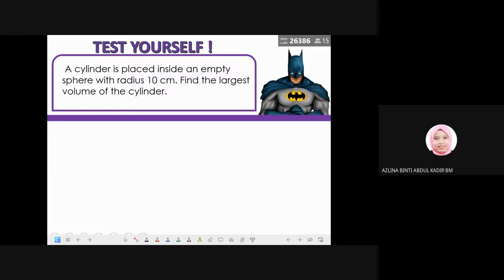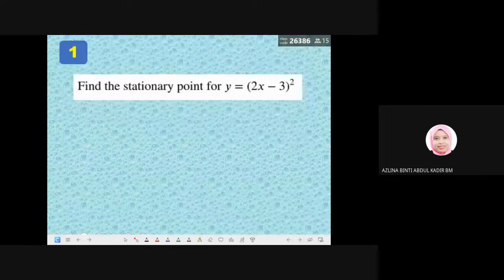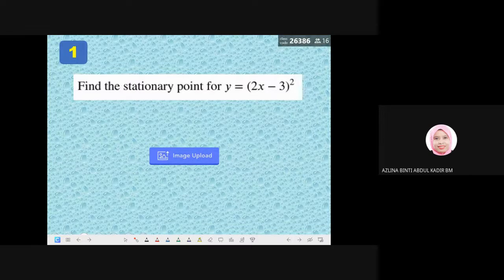Tu ada exercise, bolehlah try. Okay, question number 1. Find the stationary point for y is equals to 2x minus 3 squared. Okay, awak try solve and then snap jawapan awak tu, solution, lepas tu hantar ya. Upload kat sini. Okay, start from now.